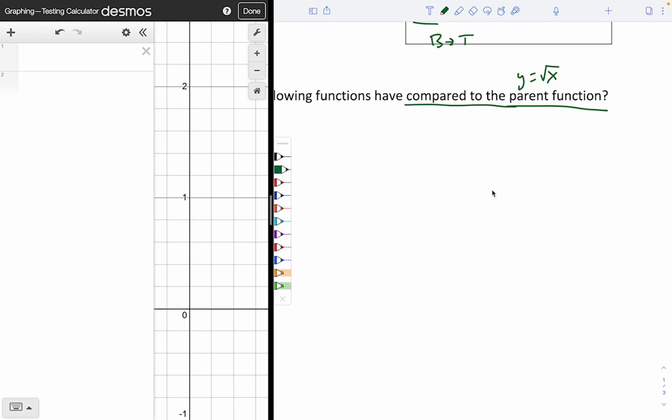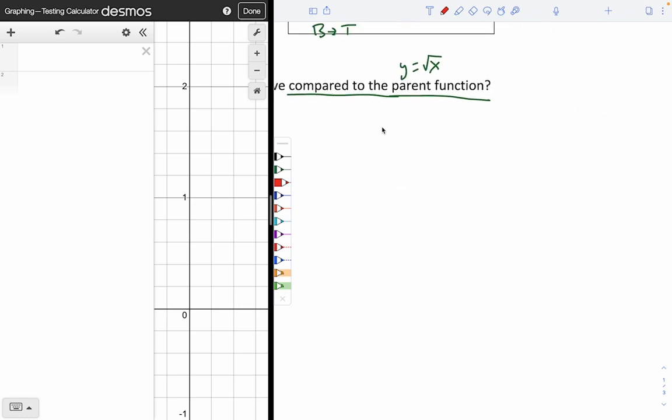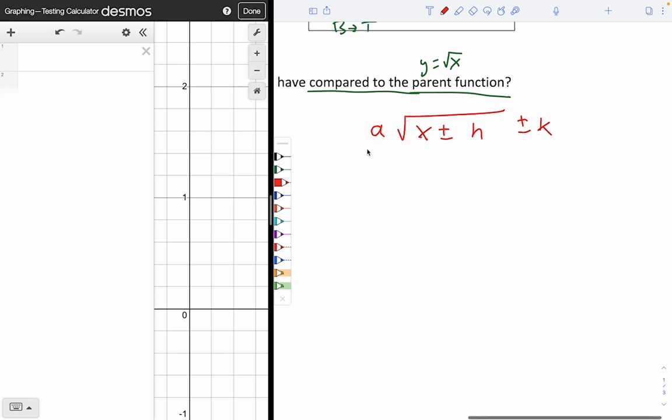Now, let's review the rules for transformation. So for the rules for transformations, start from the square root equation transformation form: a square root of x plus or minus h, plus or minus k. This is the transformation form that we've talked about for the transformation rules. Again, the transformation rules are the same for every single function we've ever done in this class and will continue to do in this class. These are not new, right? So let's review the transformation rules. First, the a value.